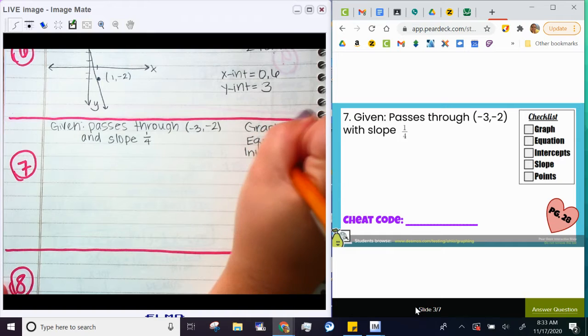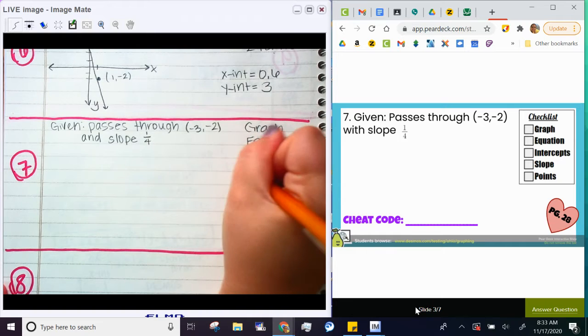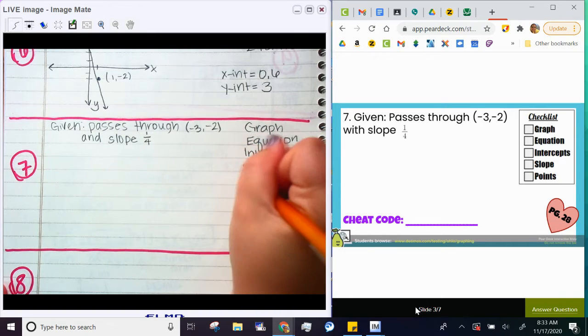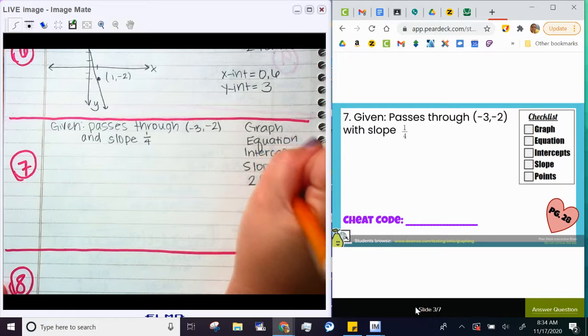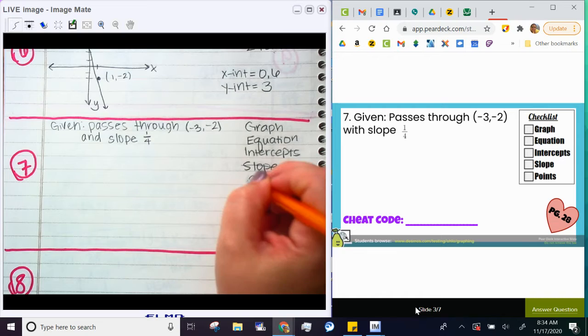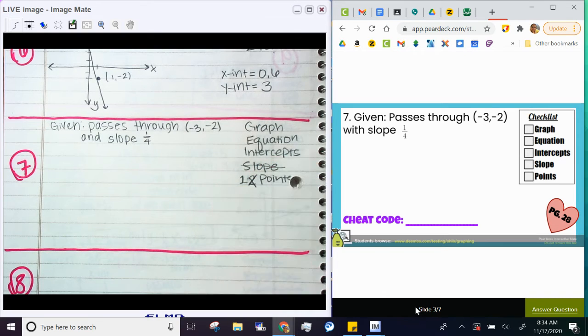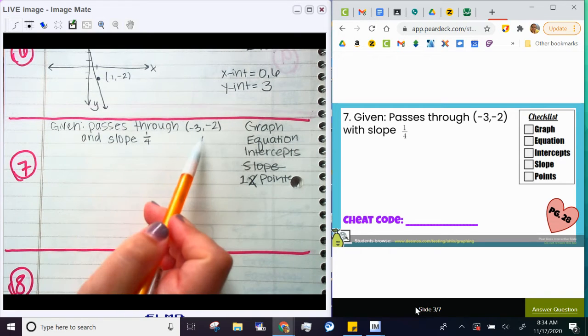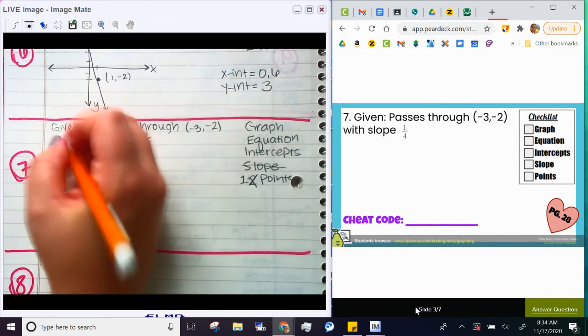Intercepts, slope, and 2 points. Okay, so this time I have the slope and I have one of the 2 points, so I need one more point. Okay, anytime I have a point, my first thought is to put it in Desmos.